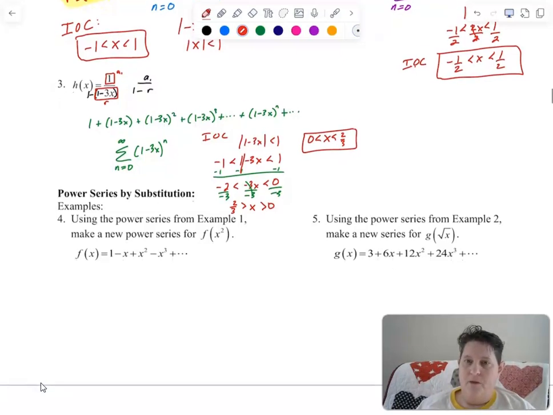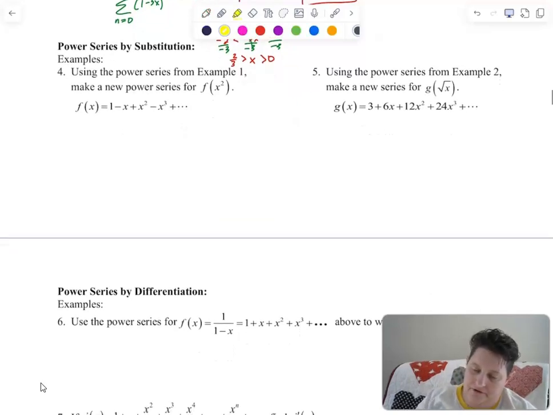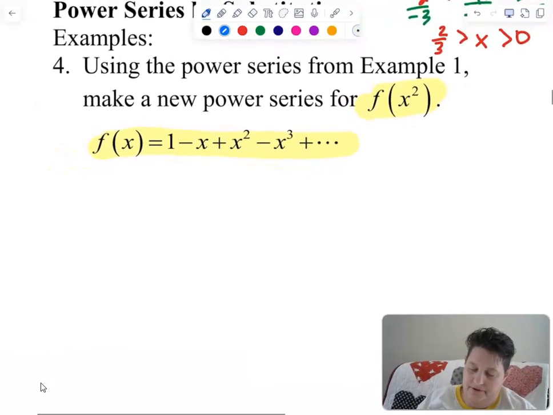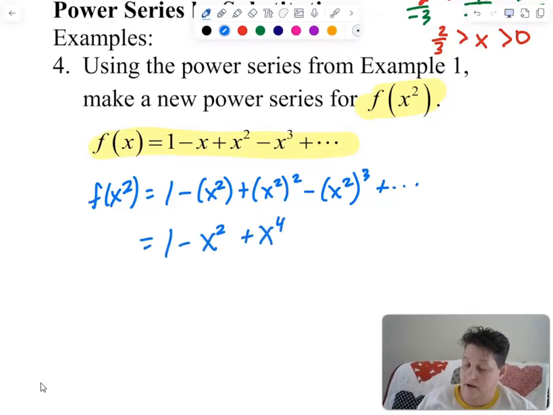Okay, now we're going to do some stuff with these power series, and it's going to be kind of weird. Using the power series from example 1, make a new power series for f of x squared. So here we go. My new power series would be 1 minus x squared plus x squared squared minus x squared to the third. And just make it look nice, 1 minus x squared plus x to the fourth minus x to the sixth plus dot dot dot.